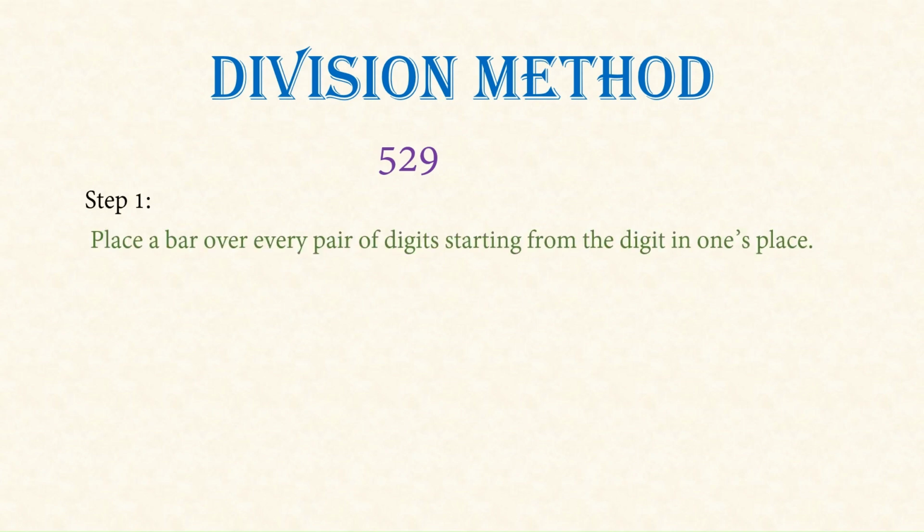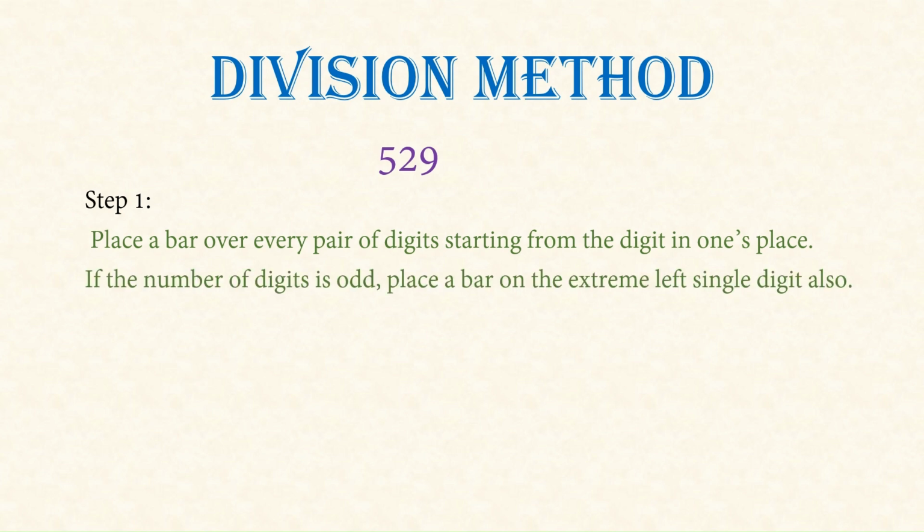Next is the division method. In the division method, we will understand this method with the help of an example. Let us consider 529 as a given number. Now when we have a number like this, the first step is to place a bar over every pair of digits starting from the units place. If the number of digits is odd, then place a bar on the extreme left single digit.